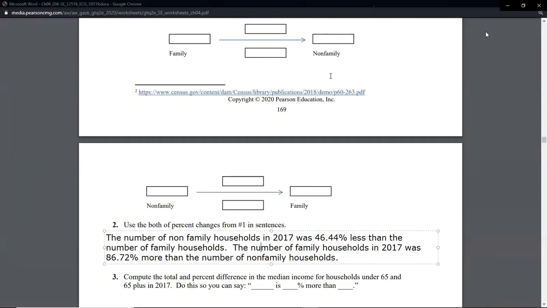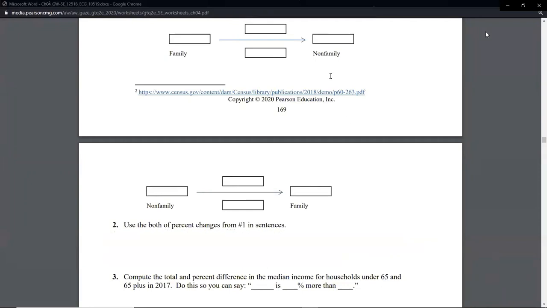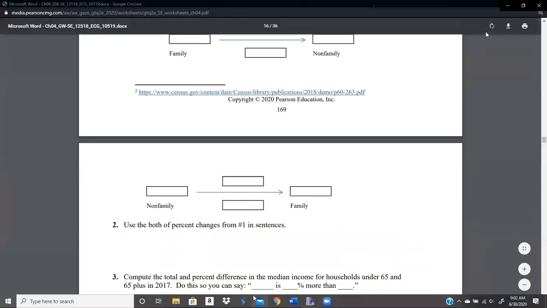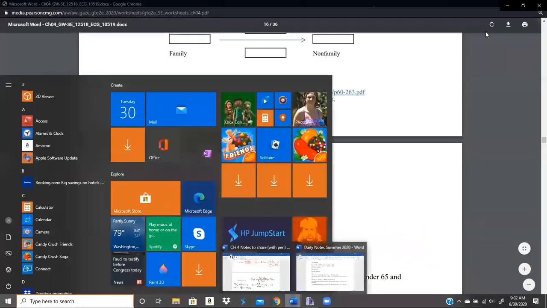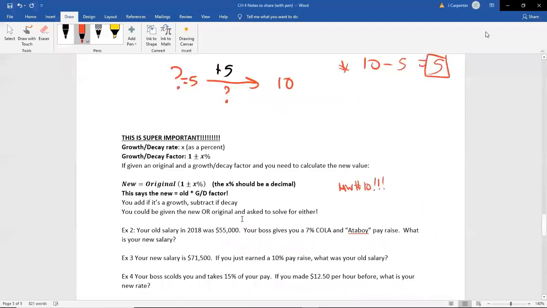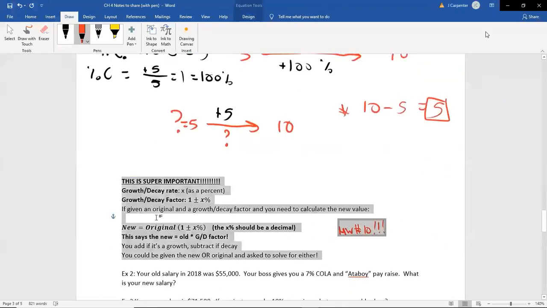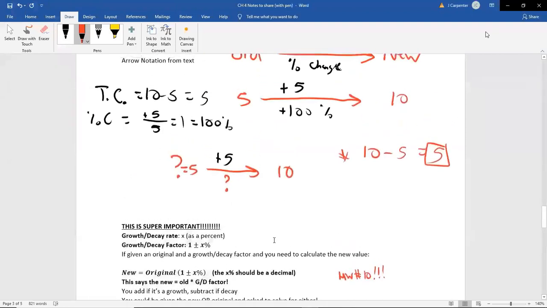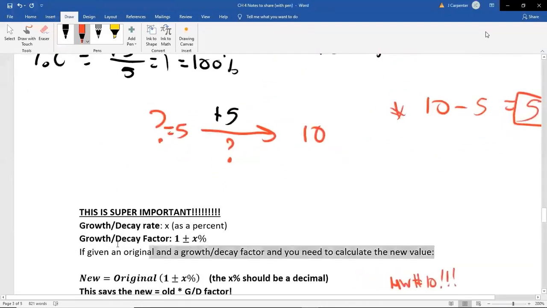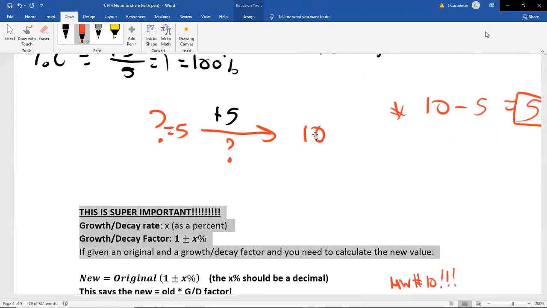All right. So we're still in 4.3. Now we're going to get to the new stuff. All of this right here, but let's just take this one step at a time. Let's just focus here. This is super important. Growth and decay rates in conjunction with growth and decay factors.